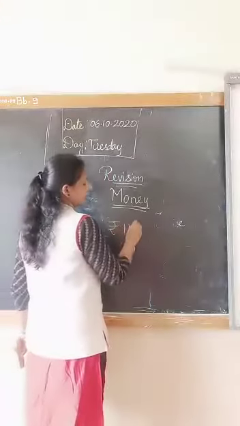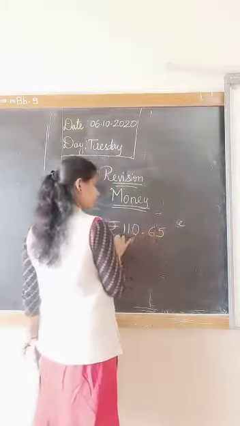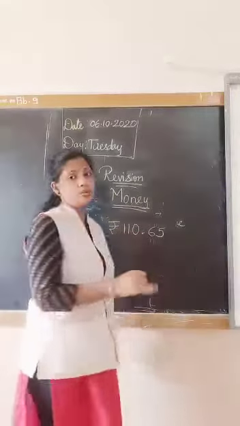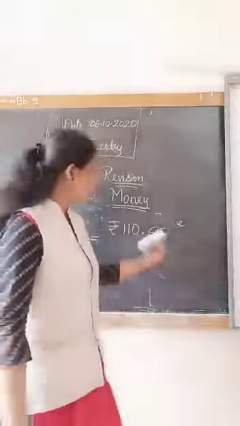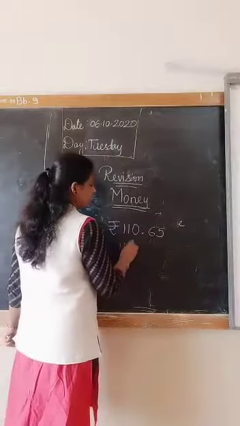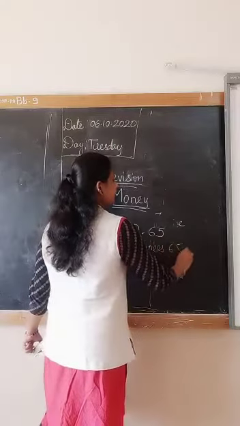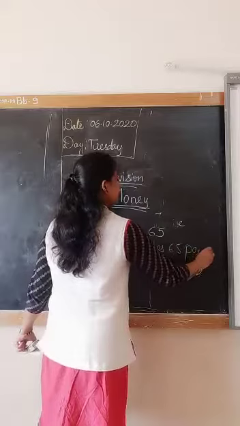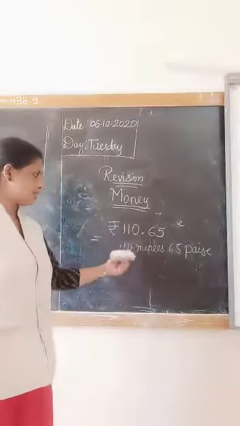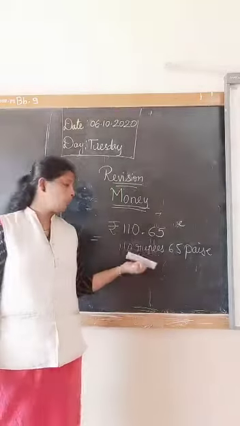Rupees 110.65 here. It may be 1 digit, 2, 3 or 4 before the point, it won't make any difference, but after the point 2 digits must come. So how to write it? 110 rupees 65 paise. That's it. Okay. This is rupees and that is paise. This is how you can write it as rupees and paise.